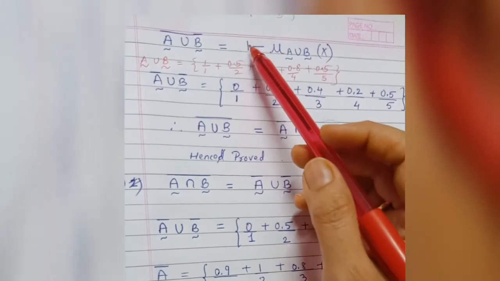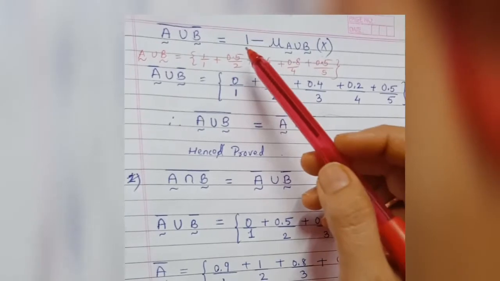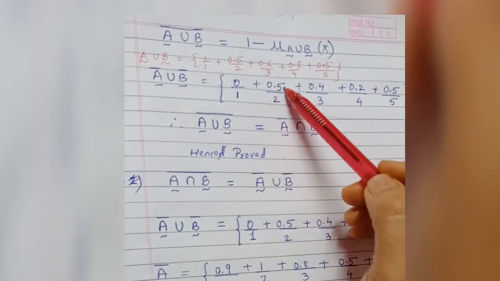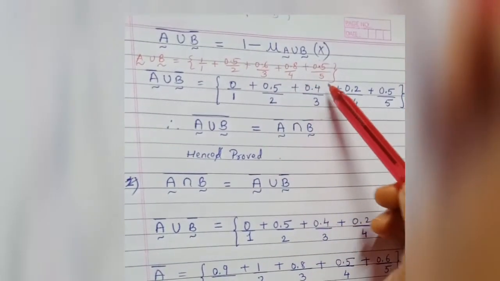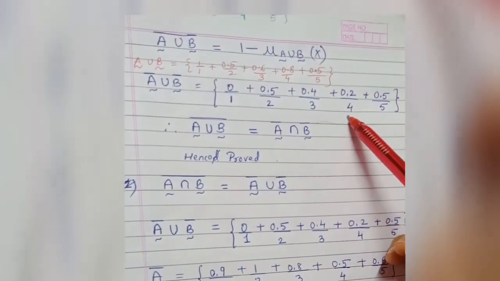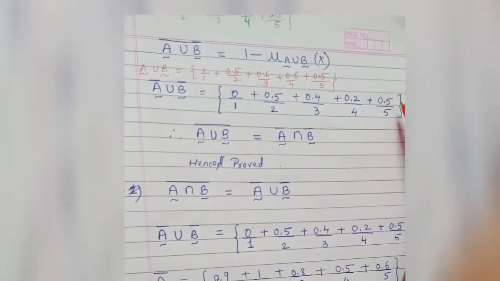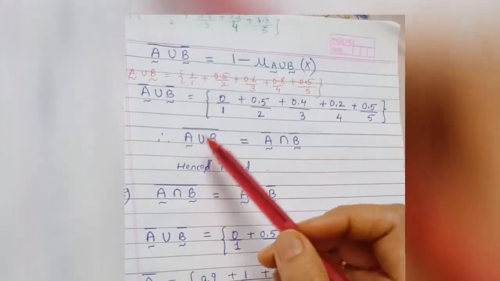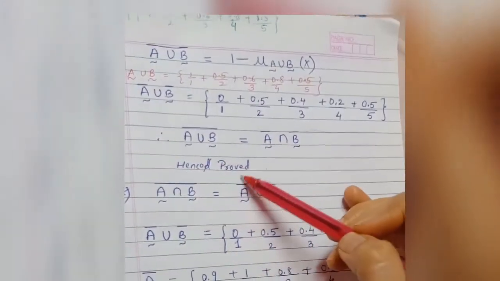Let's start. That will be 1 minus 1, that is 0. Write it as 0 upon 1, plus the second one, 1 minus 0.5, that will be 0.5 upon 2. For the third element, 1 minus 0.6 gives 0.4 upon 3. Fourth element, 1 minus 0.8 gives 0.2 upon 4. And for the fifth element, 1 minus 0.5 gives 0.5 upon 5. So this is the LHS. That means LHS equals RHS, hence proved.